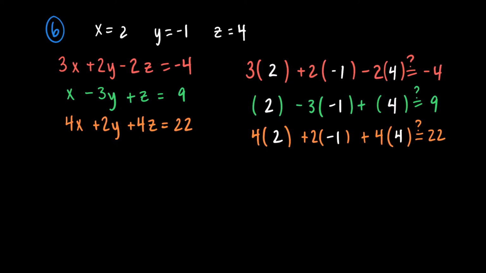So our final answer then, when you actually write out your solution, you give an ordered, not an ordered pair, but an ordered triplet. I don't know what the word is for that. So it's going to be 2, negative 1, and 4. You always label the x, then the y, then the z in that order. So that would be your solution.